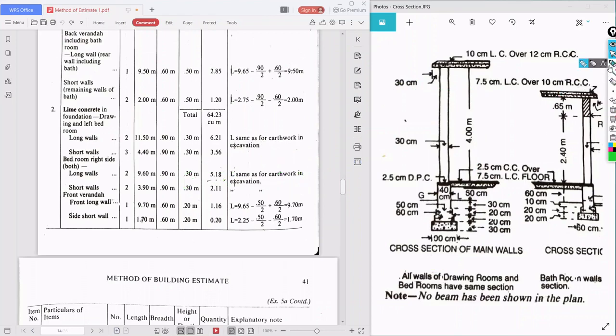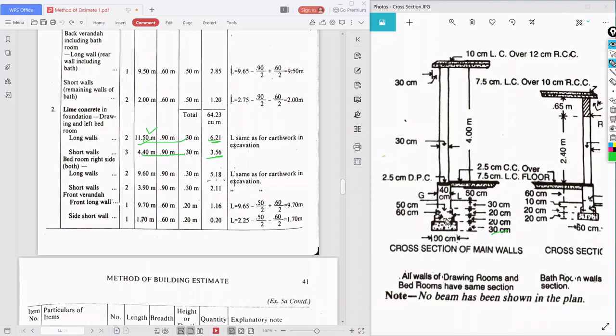So long wall it is 11.50, short wall it is 4.40. What is the width? 0.9 meter. What is the height? That is 30 centimeters, so 0.30. Multiply all this and you will get 6.21, and 3.56. So that is the quantity for the drawing room and left bedroom side.